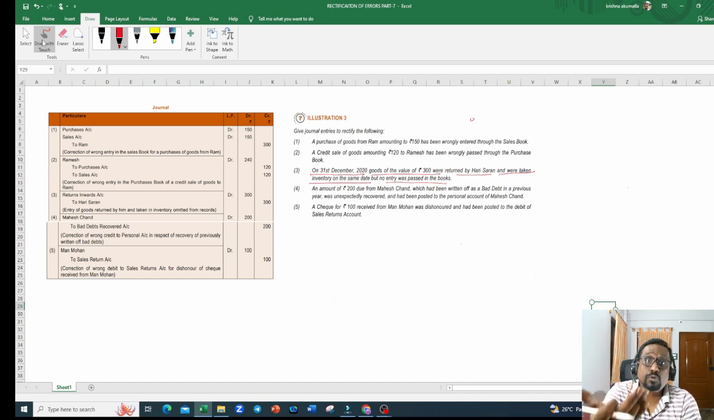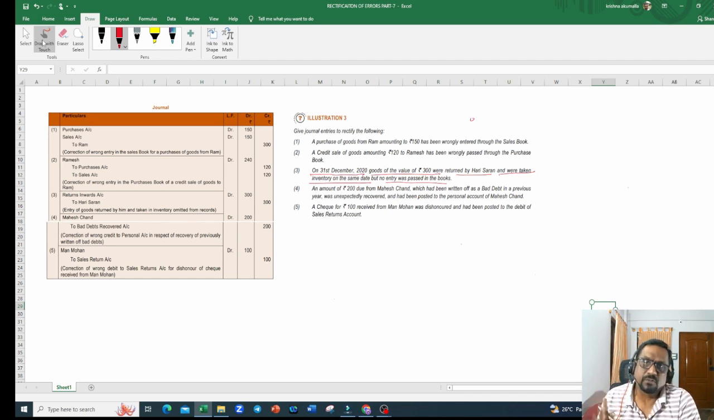We would have sold goods to Harisaran, and Harisaran is returning those goods to us because they are sales returns, or you call them return inwards. So that entry has not been posted. You just need to post that entry. You don't require to post a wrong entry. You don't require to identify what is the correct entry. You don't require to identify what is the rectifying entry, because this entry has not been posted in the books at all.